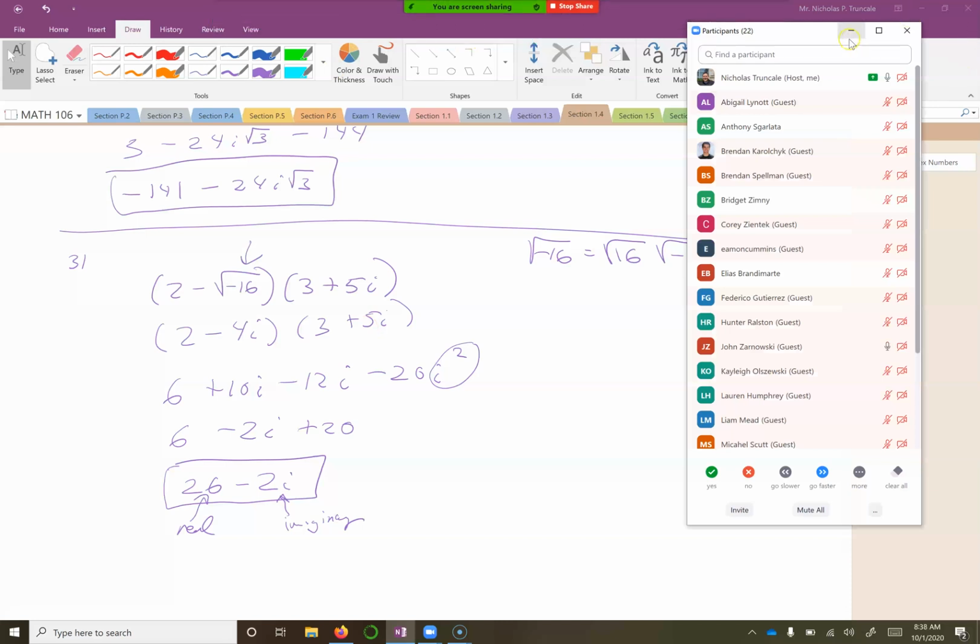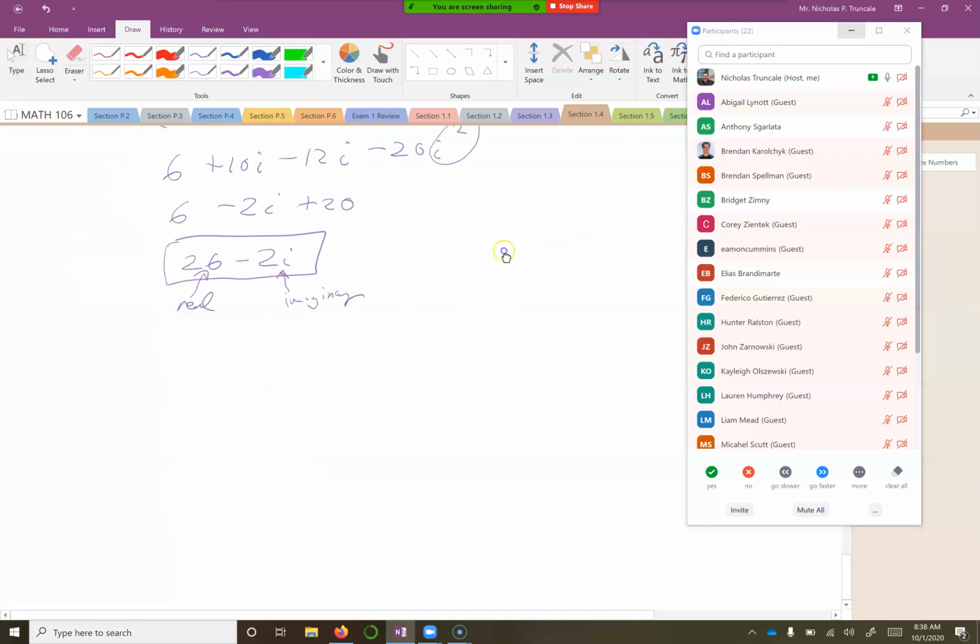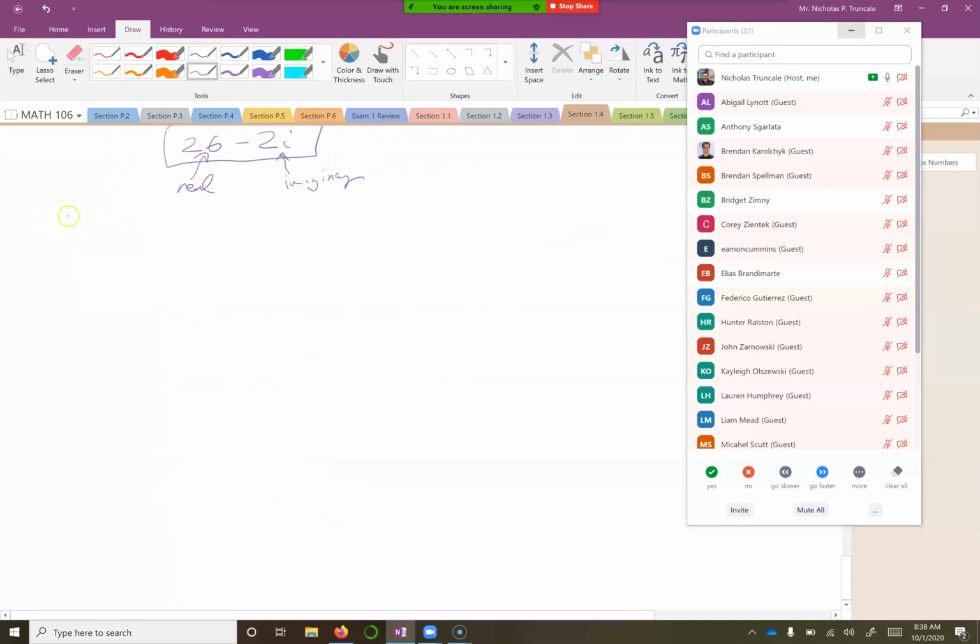Can we go over 43? This is 43 in 1.3? Sure. Yeah. All right. I'm going to put it right in the same section here. So this is from section 1.3, number 43.